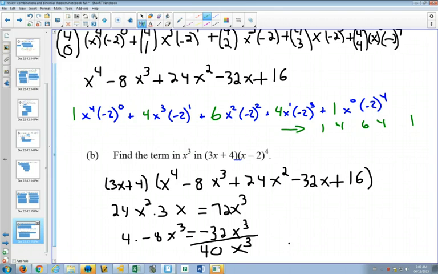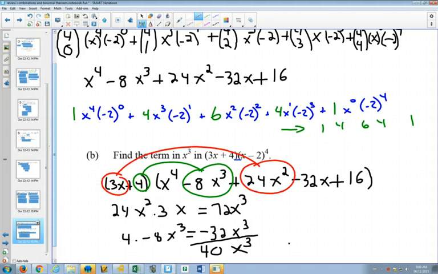So maybe you notice the only way I'm going to get an x to the 3 is if I take this 4 and multiply this by this negative 8x cubed. That will give me an x to the 3. The only other way I can get an x to the 3 is if I take this 3x and multiply it by that 24x squared. Putting those together, we'd have 72x cubed minus 32x cubed would give us 40x cubed in the end.